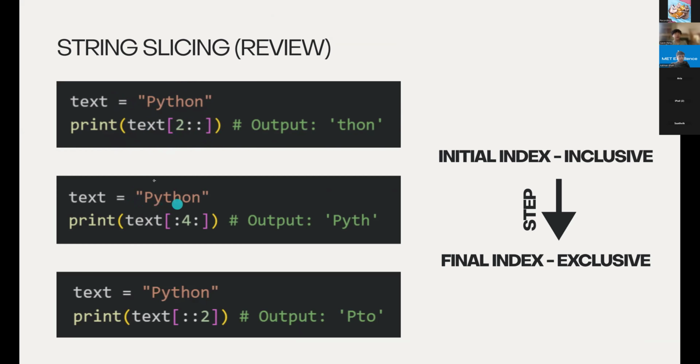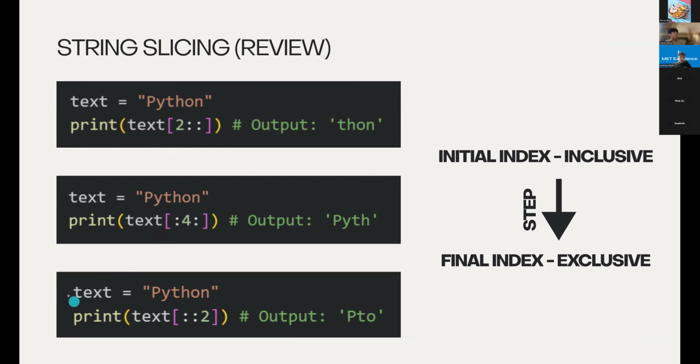For this example, because the start is empty, we assume that it starts at 0, right? It just goes through the entire text until it stops, which is at position 4, which is exclusive. So it goes 0, 1, 2, 3. So it's going to output PYTH. The step is default, so it's just going to be equal to 1.